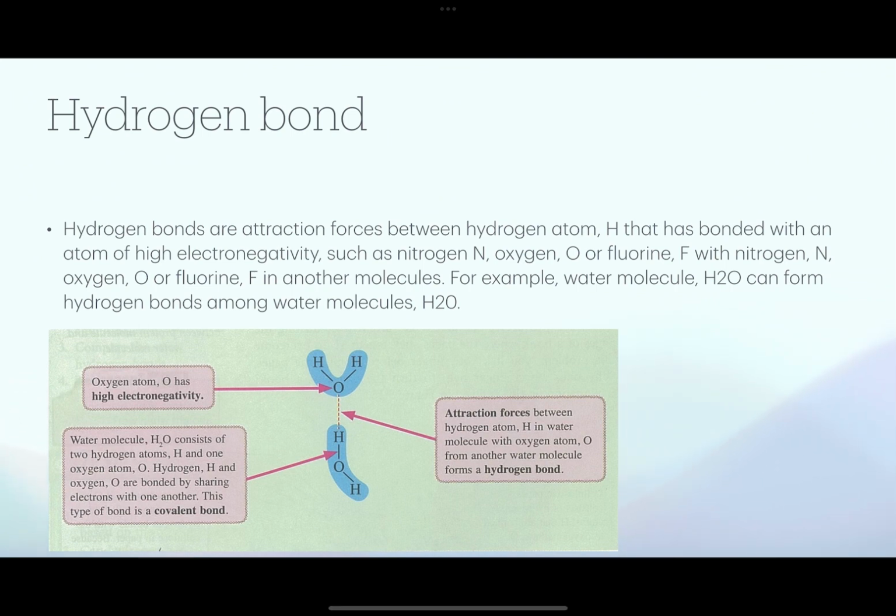Hydrogen bond. Hydrogen bonds are attraction force between a hydrogen atom H that has bonded with an atom of high electronegativity such as nitrogen N, oxygen O, or fluorine F, with nitrogen N, oxygen O, or fluorine F in another molecule. For example, water molecule H2O can form hydrogen bonds among water molecules H2O.